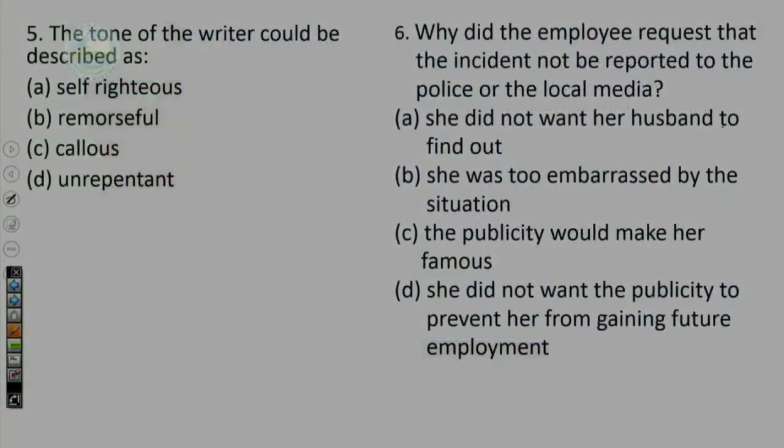This is another vocabulary type of question, and I want you to see if you can find which of these four words would indicate an apologetic tone. So I'm not giving you this one either. Check your dictionary. Which of these four words, self-righteous, remorseful, callous, unrepentant, speaks of an apologetic tone? And the last one that we're looking at here: why did the employee request that the incident not be reported to the police or the local media?